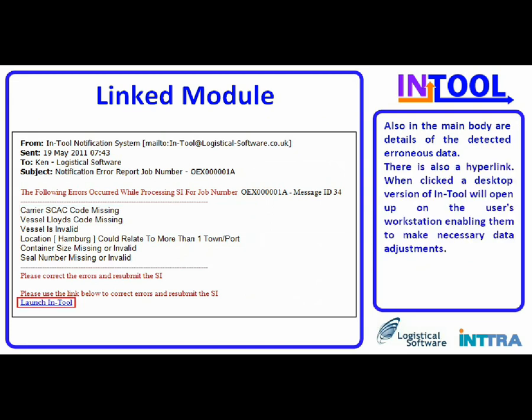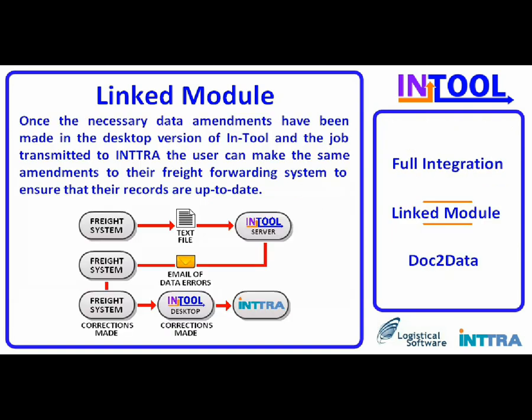When clicked, a desktop version of Intel will open up on the user's workstation, enabling them to make necessary data adjustments. In some cases, data changes can be written back to the user's system. Once the necessary data amendments have been made in the desktop version of Intel and the job transmitted to Intra, the user can make the same amendments to their freight forwarding system to ensure that their records are up to date.